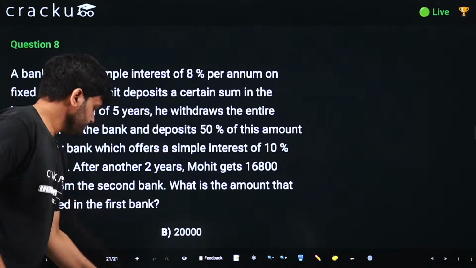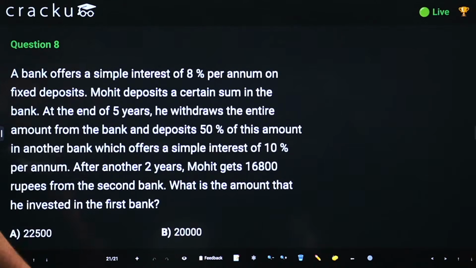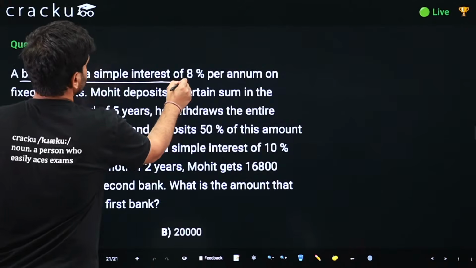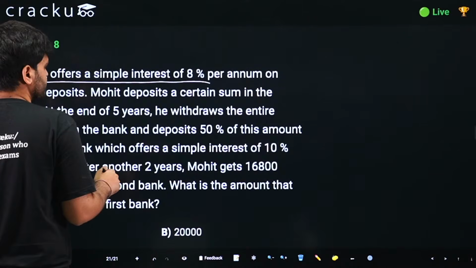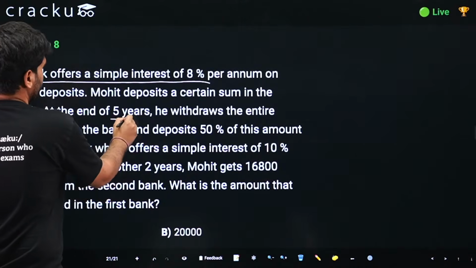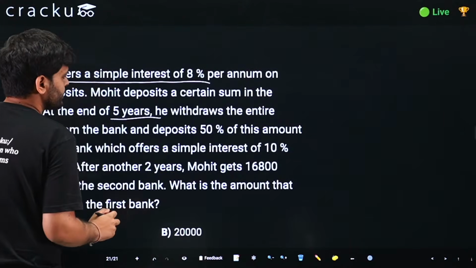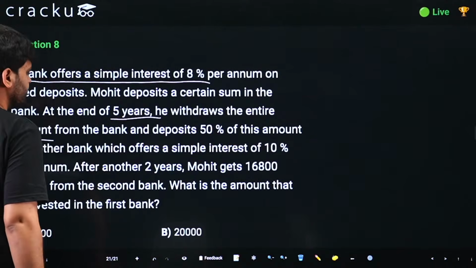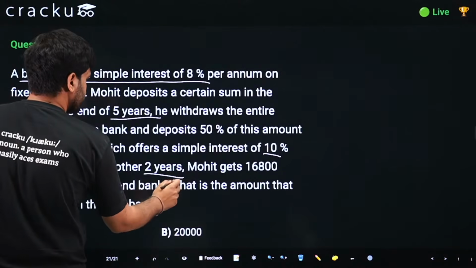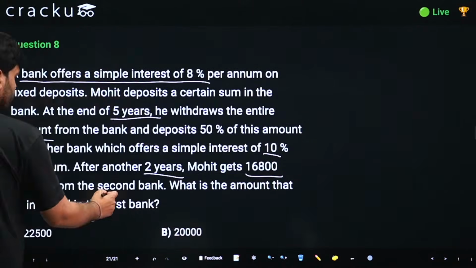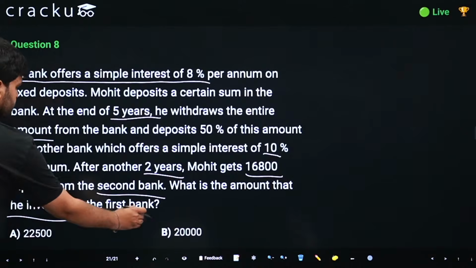I guess time is up, guys. Let me try to solve this one. In this question, it is given that a bank offers a simple interest of 8% on fixed deposits. Mohit deposits a certain sum in the bank. At the end of 5 years, he withdraws the entire amount from the bank and deposits 50% of this amount in another bank, which offers 10% simple interest. After another 2 years, Mohit gets 16,800 from the second bank. Now we are asked what is the amount that he invested in the first bank.